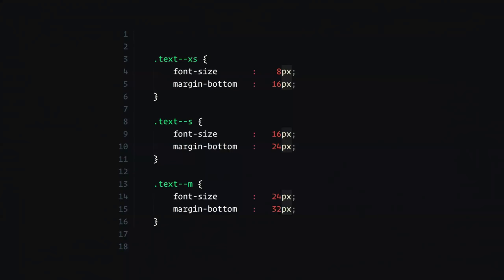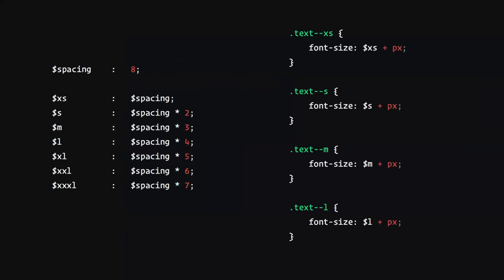So you can set an extra small text size or small text size and create buttons and your font sizes and all that kind of stuff. You could take it one level further, adding a little bit of complexity to get more scalability. Set a spacing variable to 8, and you can set extra small and small to a multiple of that. And then assign those as your variables.